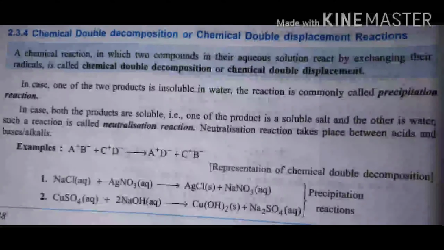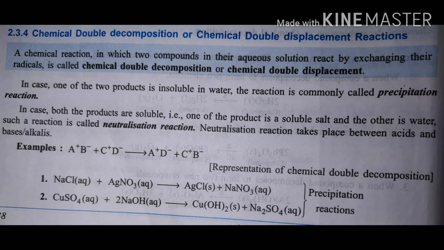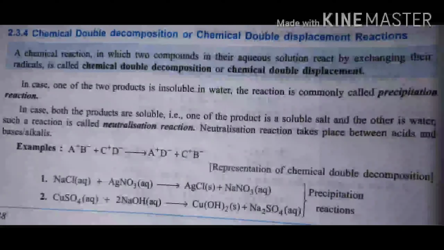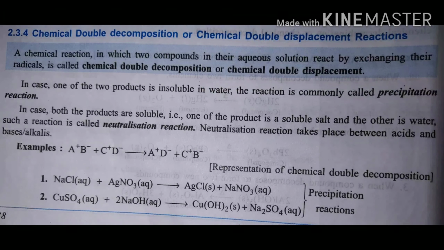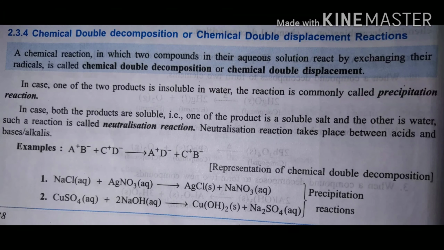AB is made up of two ions, A and B. A is a positive ion and B is a negative ion. CD is made up of two ions, C plus and D minus. When both these substances are dissolved in water and mixed together, exchange of ion takes place. A plus goes with the D minus and B minus goes with the C plus, and formation of different compounds takes place. You can see in the examples, there are two examples written over here. NaCl reacted with AgNO3 and copper sulfate reacted with NaOH. You can study the reactions on your own.